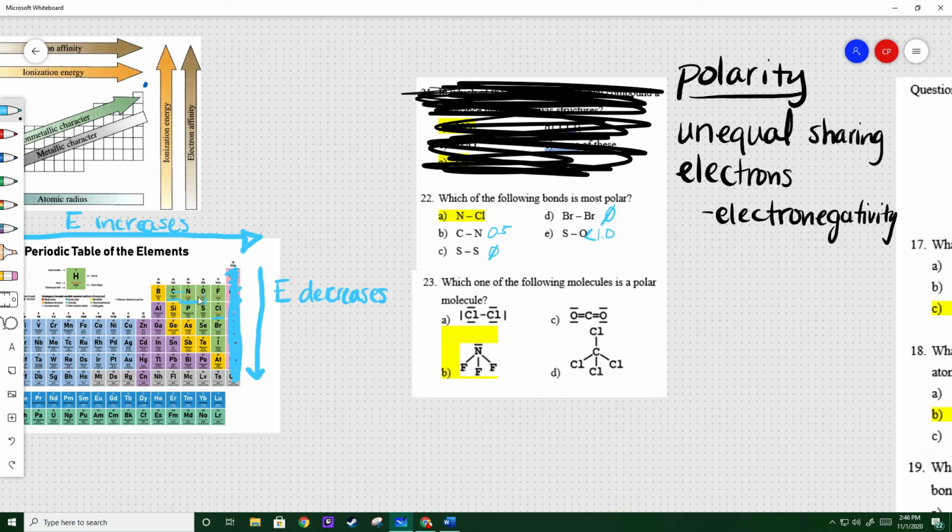And then nitrogen and chlorine are about the furthest away, so that's why we can say they are the most polar. And the reason they're the most polar is because they have the highest difference between the electronegativity values of the two.